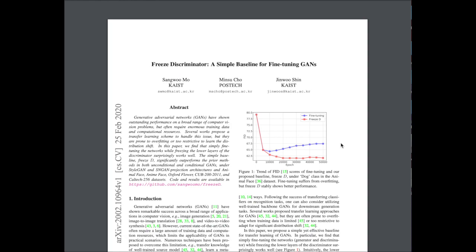Freeze Discriminator is another interesting paper that came out this week that shows that with transfer learning in GANs, where say you want to train a GAN on ImageNet and then transfer it into a smaller dataset, simply separating the discriminator into a feature extractor and a classification head and freezing the weights of the feature extractor part of the discriminator is a strong baseline for doing this transfer learning with GANs.